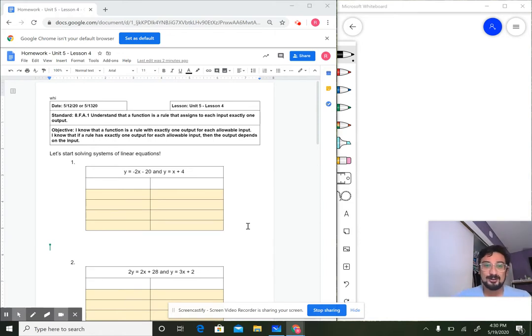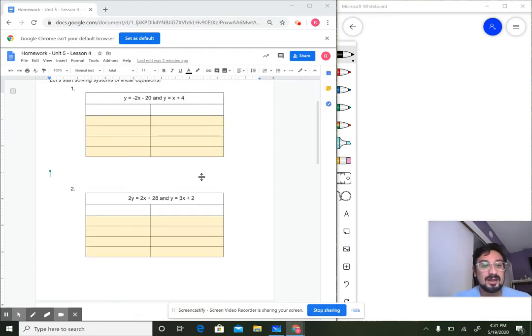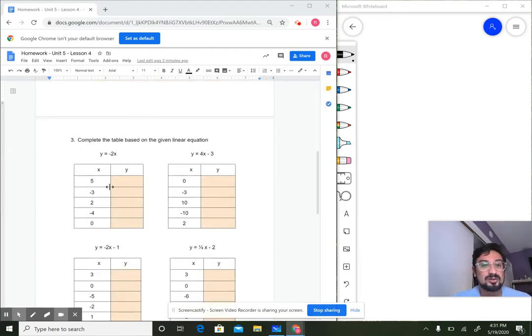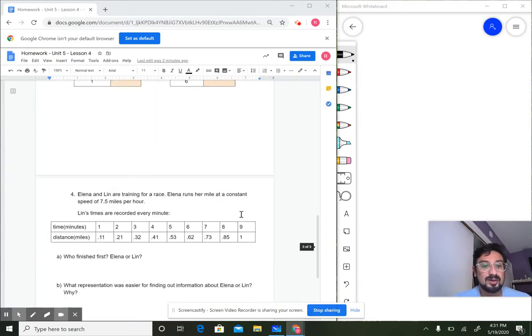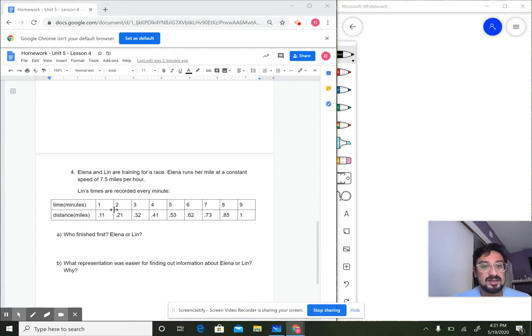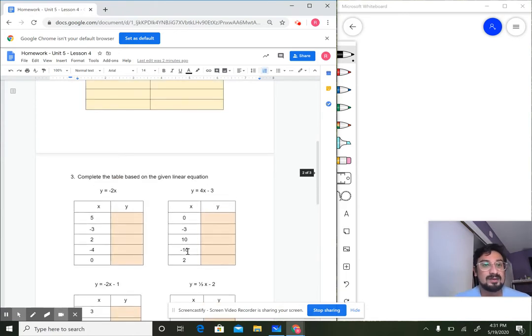Okay, so for today, we're going to be solving some systems of linear equations like we have before. And then we're going to do some input-output tables with linear equations. And then we're going to answer a question based on a word problem and a table. Okay, so let's see this.